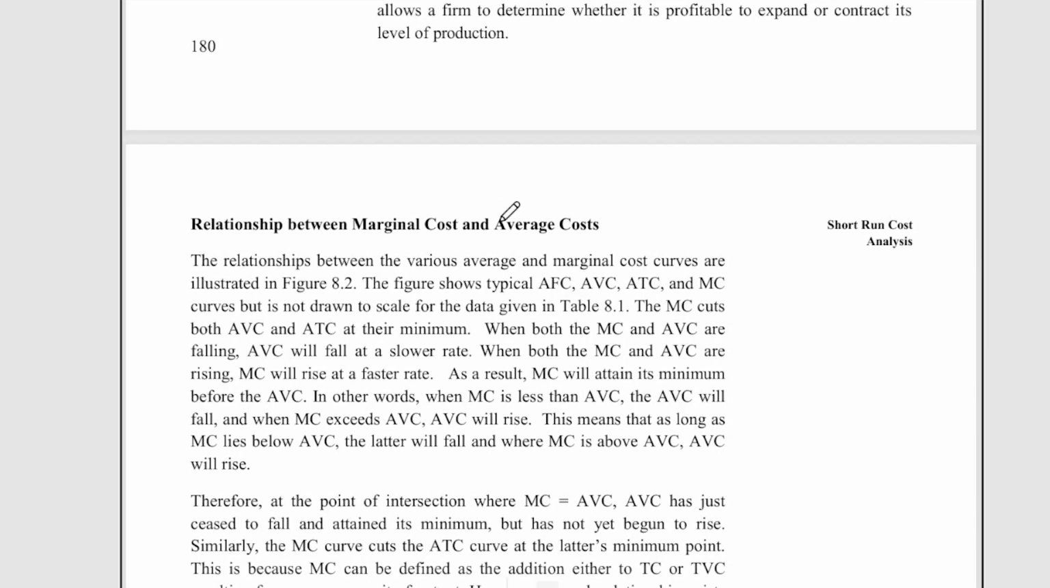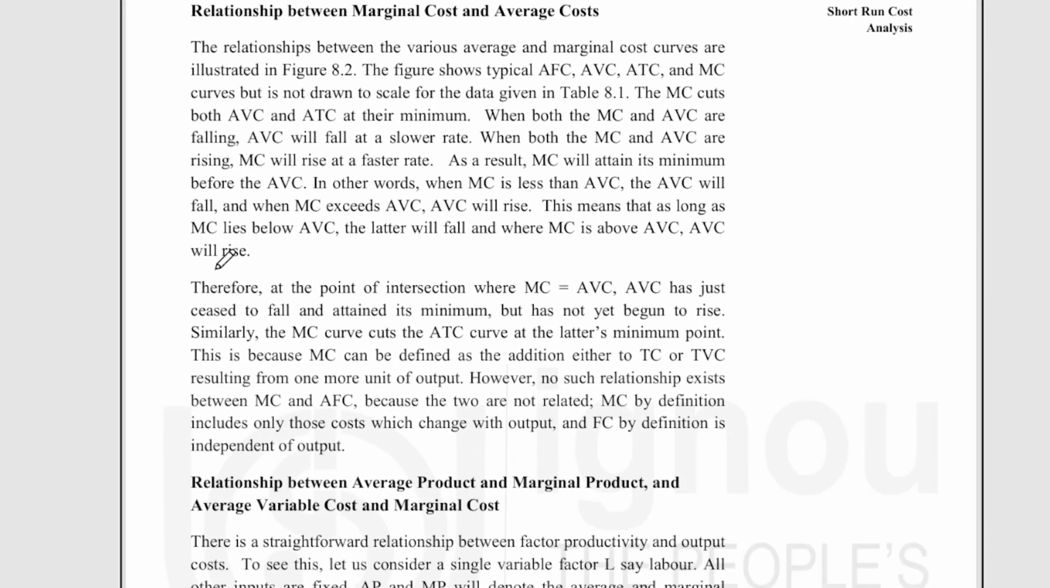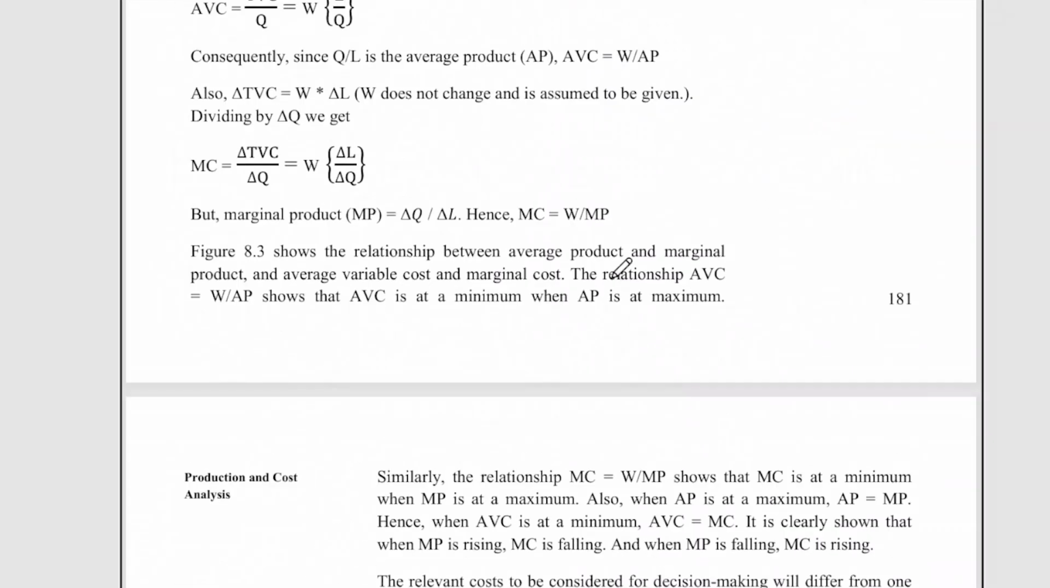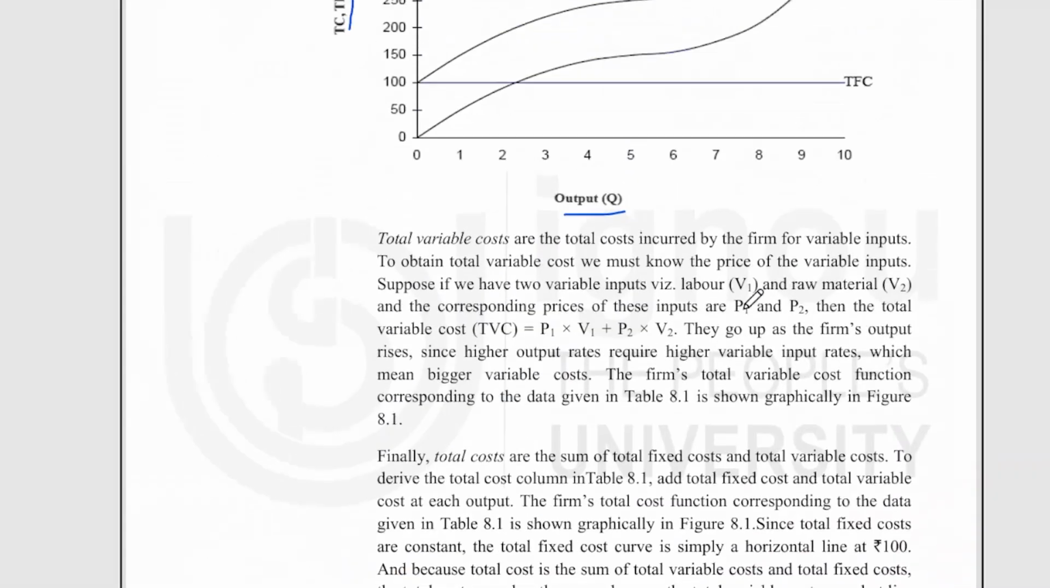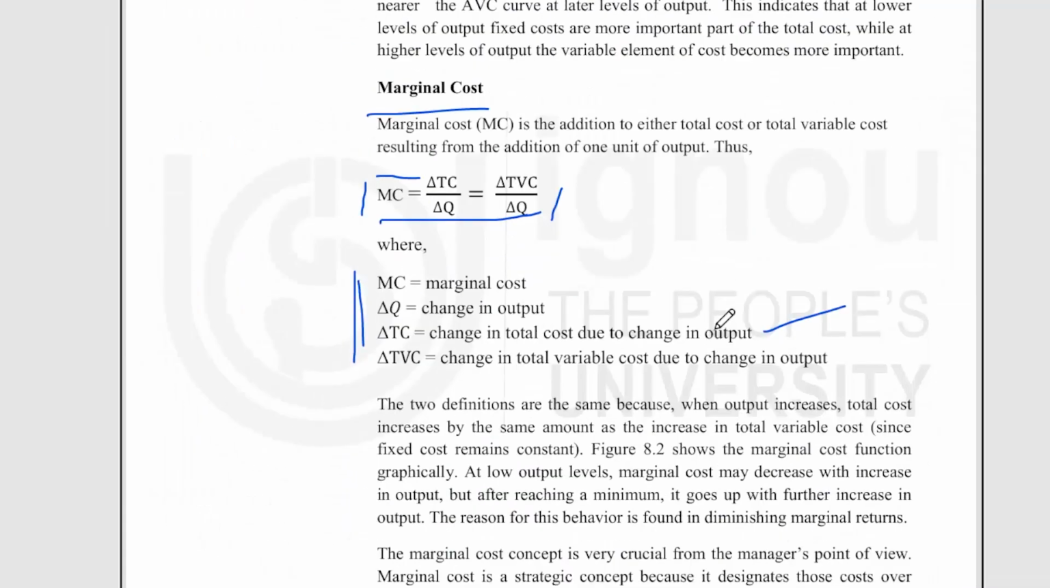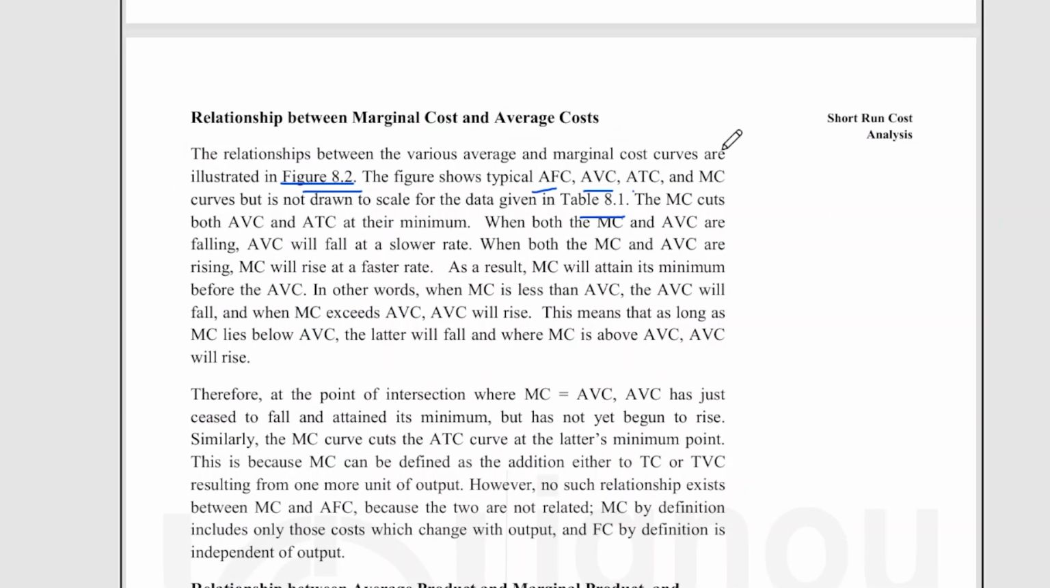And next is the relationship between marginal cost and average cost. The relationship between the various average and marginal cost curves is illustrated in figure 8.2. The figure shows typically the AFC, AVC, ATC and MC curves, but not drawn to scale for the data given in table 8.1. And the MC cuts both AVC and ATC. So please refer to these two figures, so it will be more clear. Here is 8.2, short run average and marginal cost, and here is 8.1, the total cost curve. Please go through this section from your IGNOU study material.